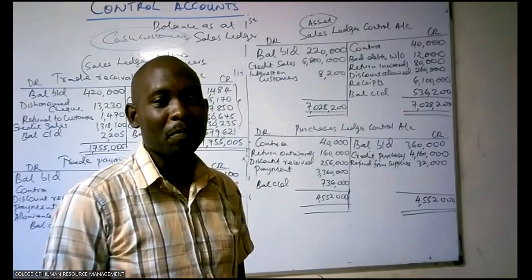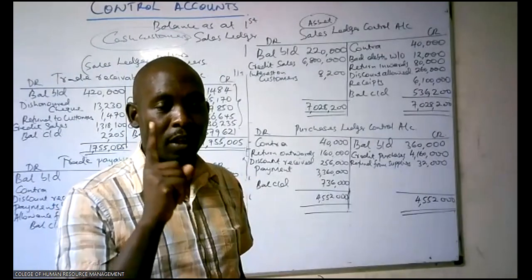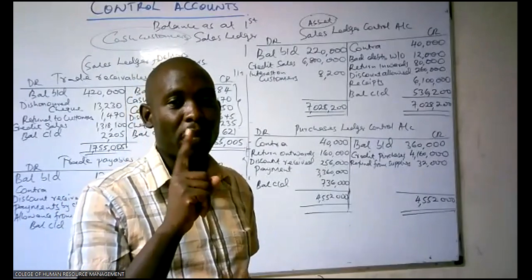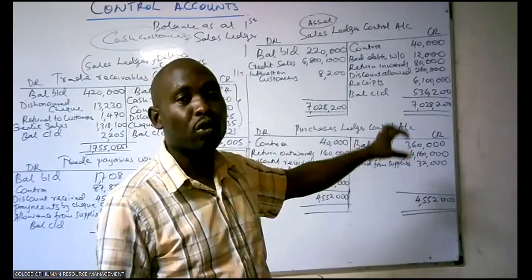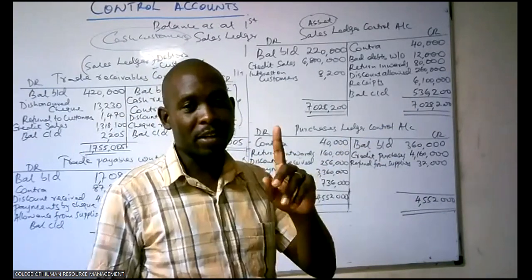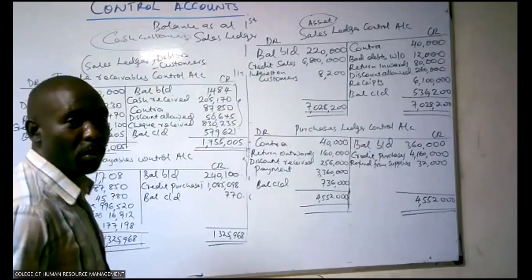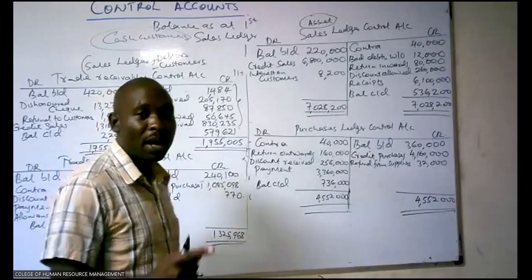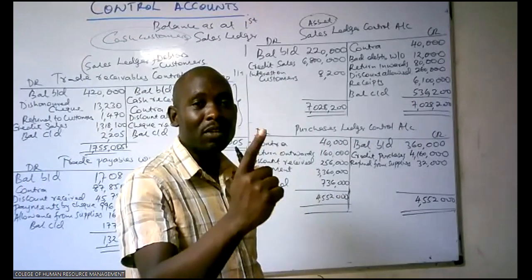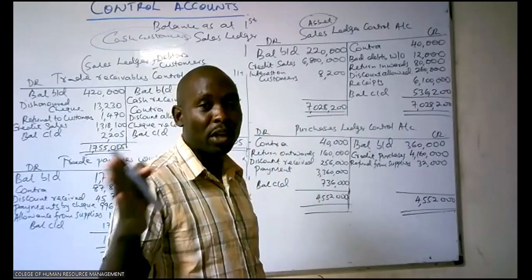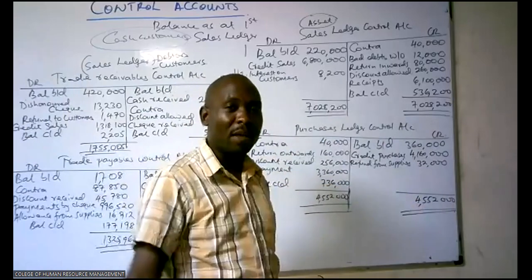Don't be confused. Anyway, our starting point was this. The control accounts control all of them. For the purchases ledger, it controls all the creditors, not one creditor, all of them. I gave you an example, or I can give another one here. When we are talking about suppliers here, it simply means that the business normally deals with more than one supplier. We have got ABC Limited, XYZ suppliers, Umoja wholesalers, quite a number of them.